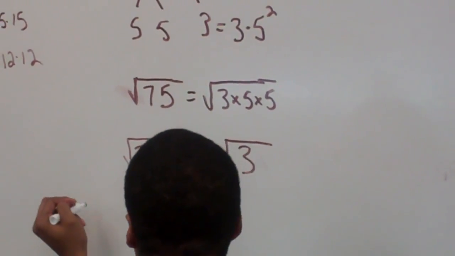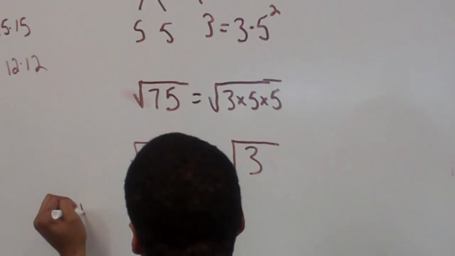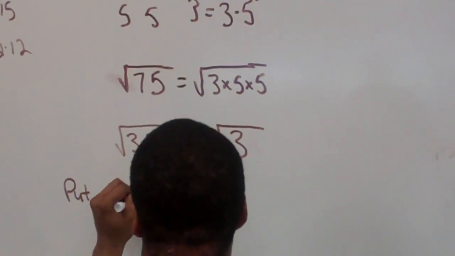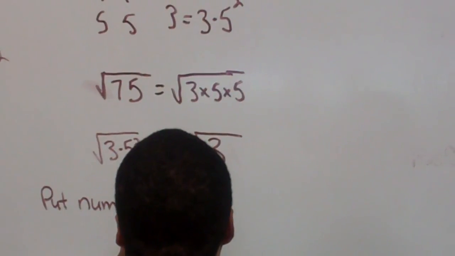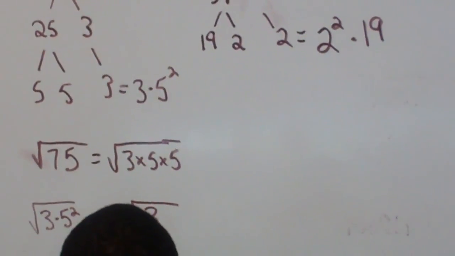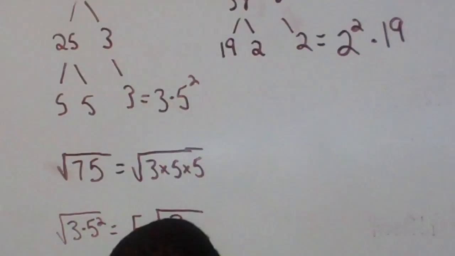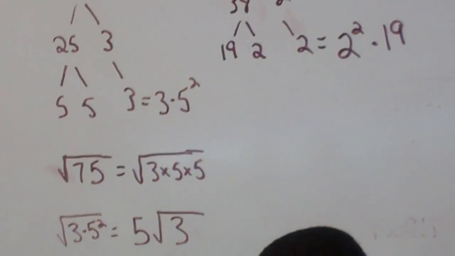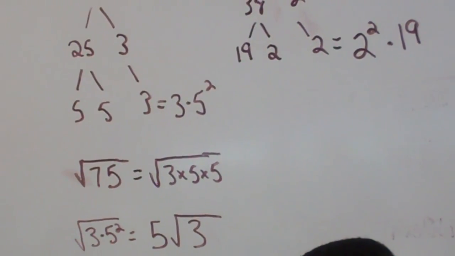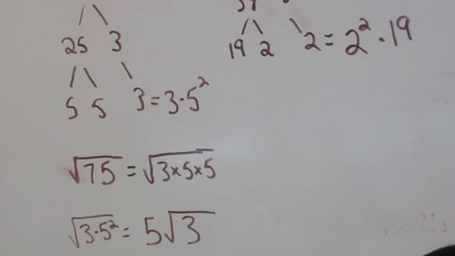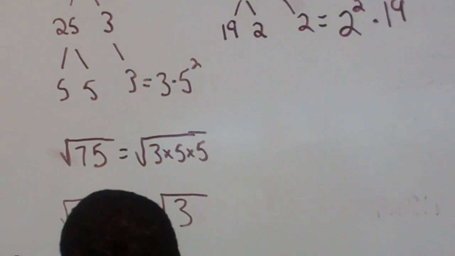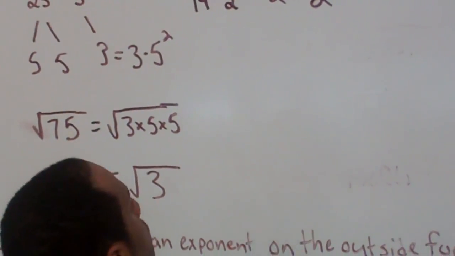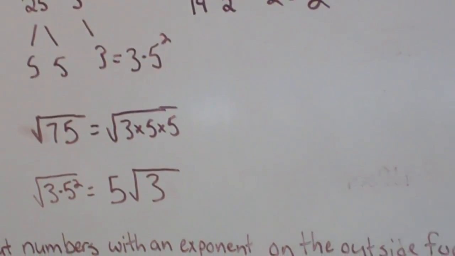So let me make sure I write this down for you. Put numbers with an exponent on the outside for even roots. All right.